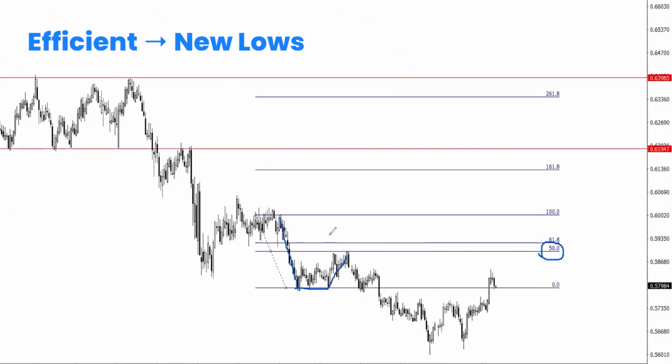again. In other words, it's the market, as I said before, giving itself permission because it's efficient to go even lower again. Price always makes historical highs and historical lows if it's an efficient market.